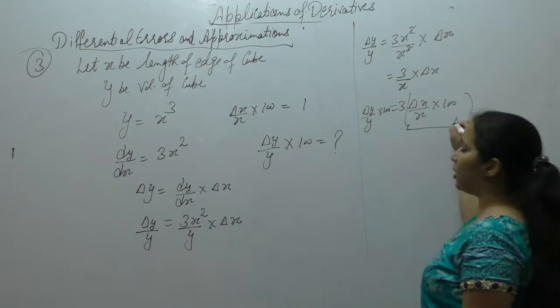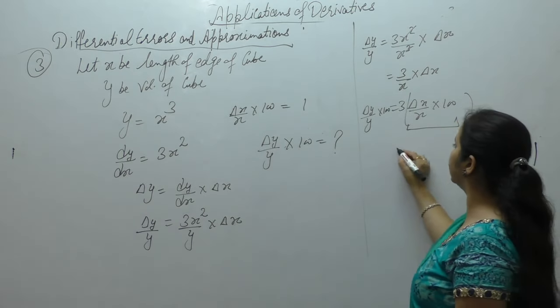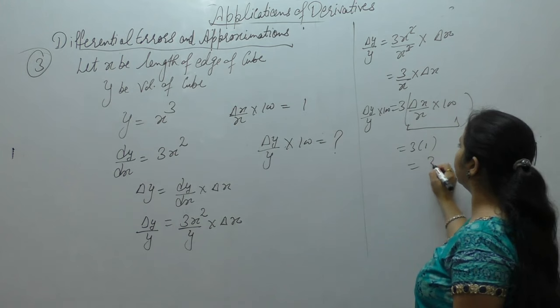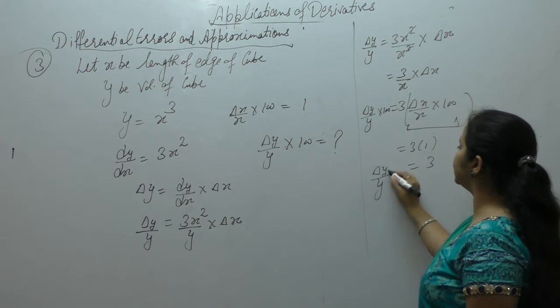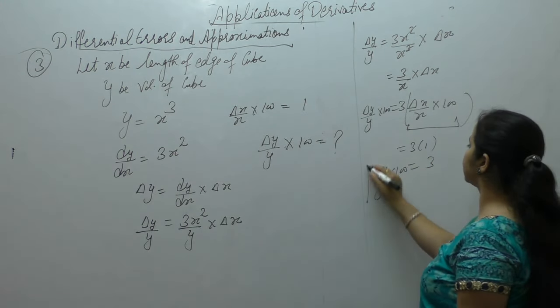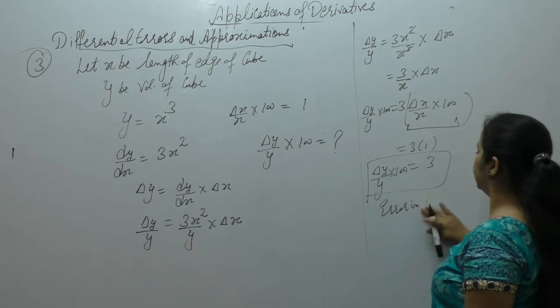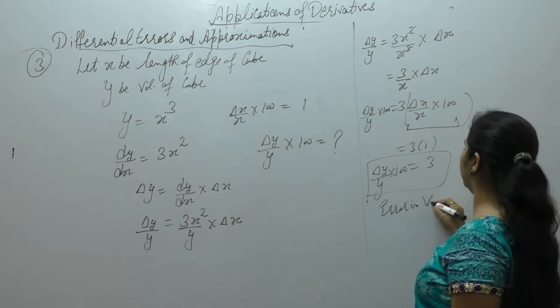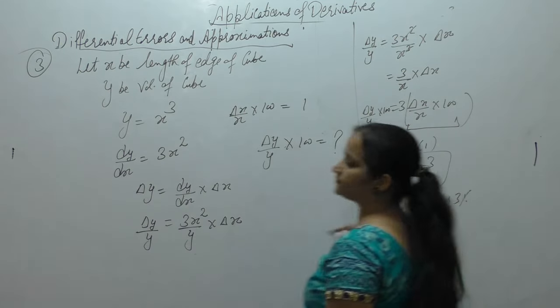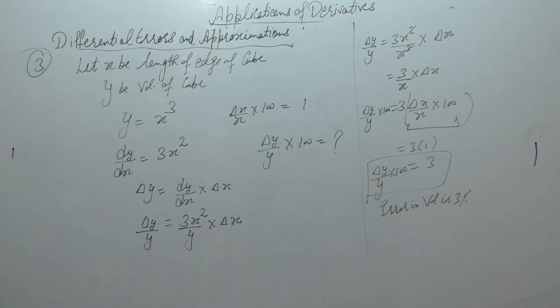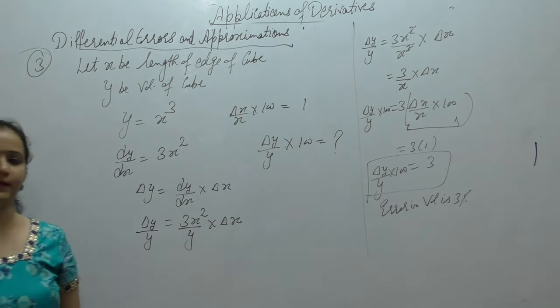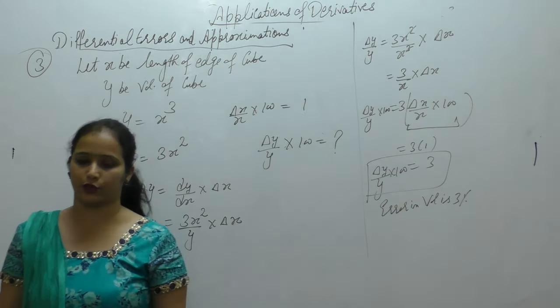Now we have the value of this term, that is 1. So 3 into 1, 3. So we want to find the change. Error in y is 3%. So error in volume is 3%. Write down. Therefore 3% error in calculating the volume of the cube.